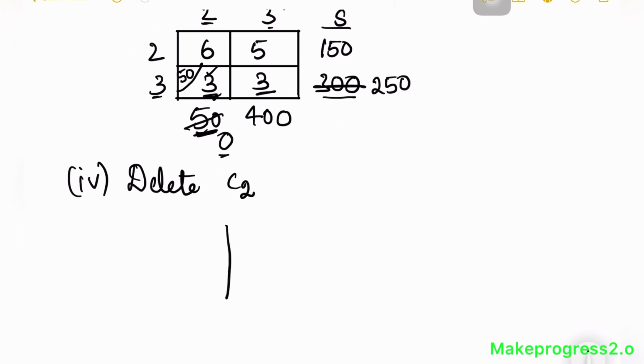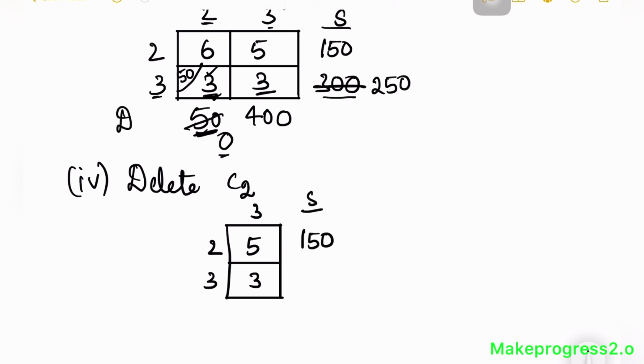So if we delete column 2, you will have only 2 cells. One is with cell value 5 and the other with 3. So you have only one column, that is third column. Supply 150, 250 you will be having, that is below is demand. 150 and 250, and demand side you will have it as 400.